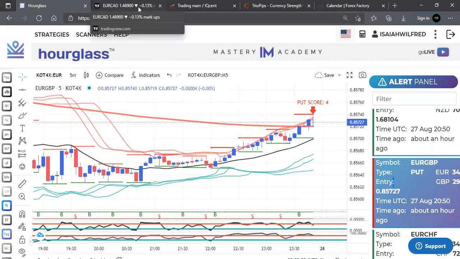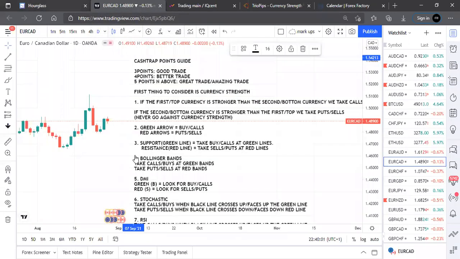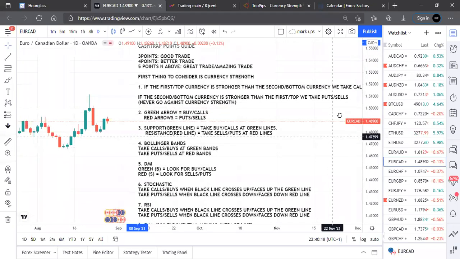Let me go back to the write-up again. So look at it here. DMI, the green, or the B, equals what? We are looking for buys or calls. If you get the red S, we are looking for sells or puts. So this is your fifth confirmation, whether you should be taking a buy or a sell.